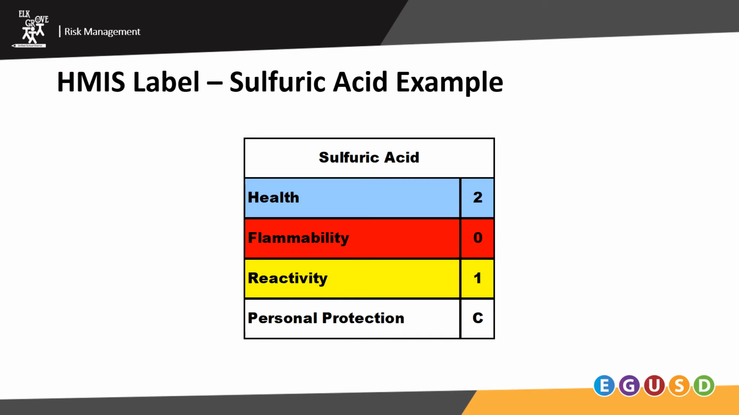HMIS label, sulfuric acid example. Blue bar, health, level 2, moderate. Red bar, flammability, level 0, non-existent. Yellow bar, reactivity, level 1, slight. White bar, personal protective code, C.